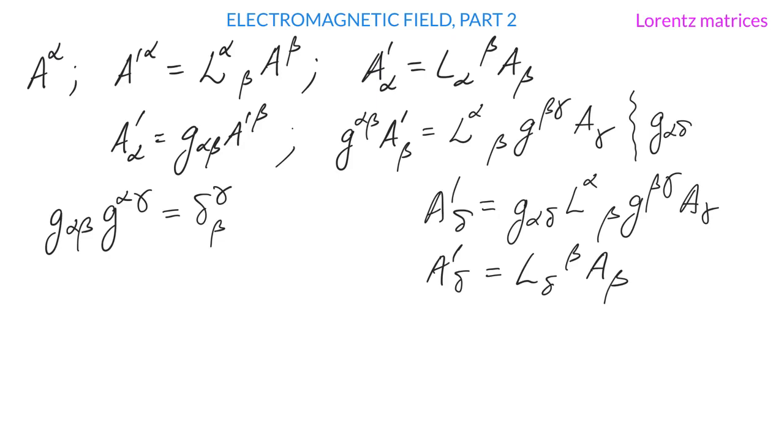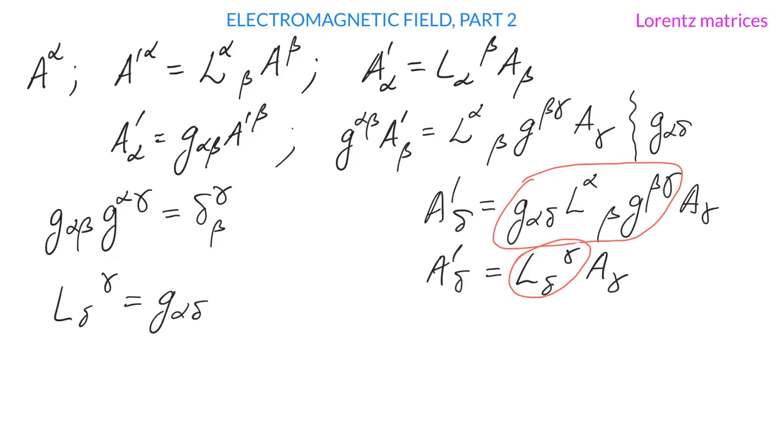Now, these matrices in these two equations, this one and this one, do the same thing. So it has to be the same matrix. We just need to be careful with the indices. So to make them the same on the right, let's replace this beta by gamma. It's a dummy index, so we're allowed to do that. And then we find that L delta gamma equals G alpha delta L alpha beta G beta gamma.